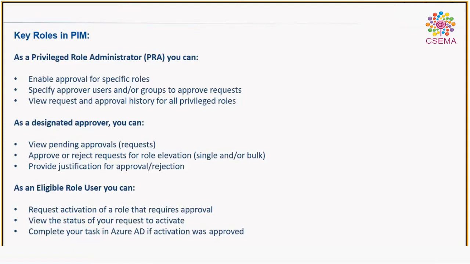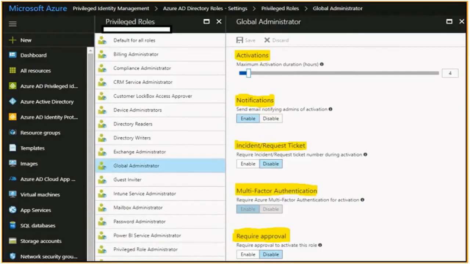So this is just the view of what you can see, guys. I don't have any tenant, so that's the reason I cannot show you the demo live. But this is what you can see. You see the highlighted section for global admin, the activation hours. You can configure the notification. You can enable the incident request ticket, so the person has to put in the incident request, and that will go for review. MFA you can enable, and require approval. Yes, if you enable it, it will go for further approval.